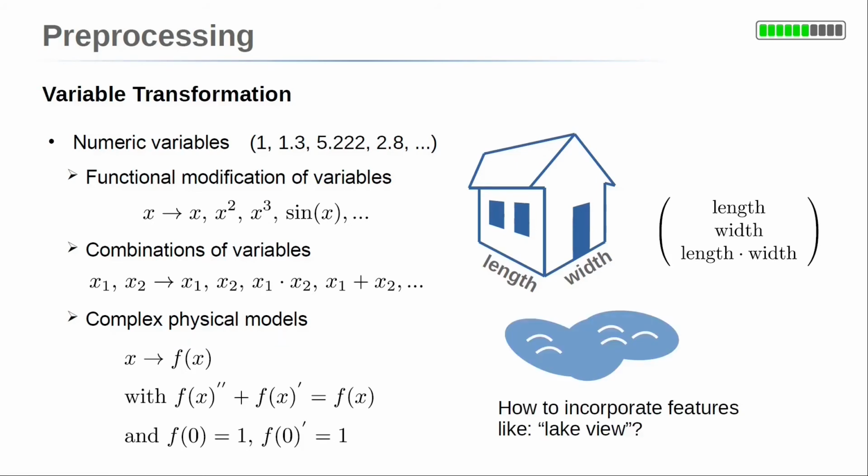So far, we considered mostly numerical features. But let's reconsider our real estate price estimation. What about a feature like: has the house a lake view? We would assume that if this categorical variable is yes, then the house price is much higher. But how can we incorporate such a variable?